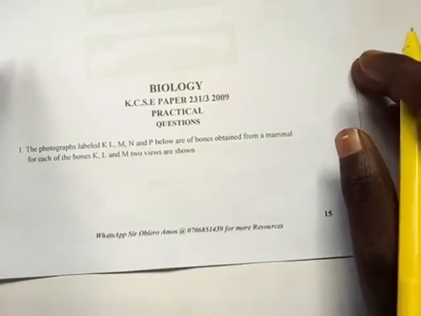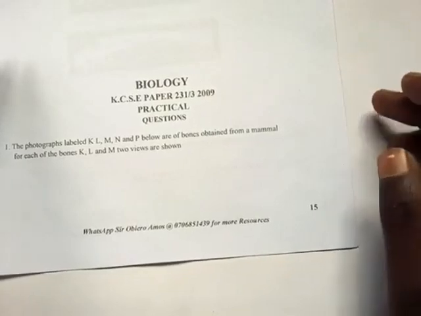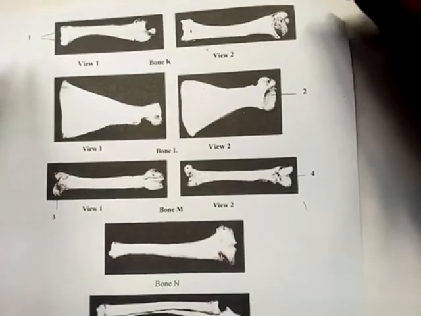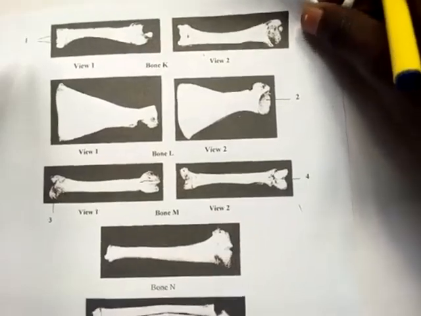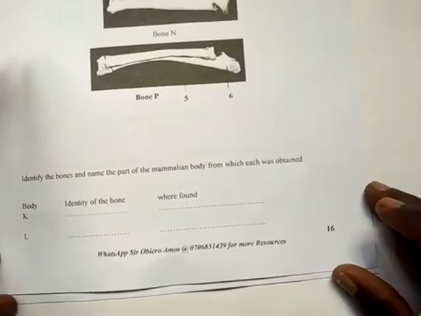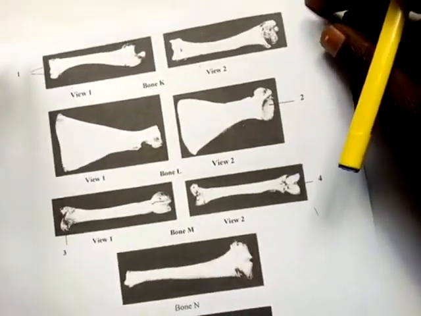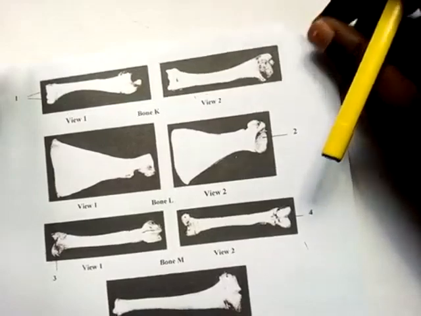Welcome to today's lesson. Today we are looking at paper 3 2009, and let's see what you are supposed to do. In question 1, you are provided with the bones, bone K, bone L, M, N and P. Then you are told in Roman 1, identify the bones and name part of the mammalian body where each was obtained. First of all, examine the bones carefully and see which part of the body they are from.